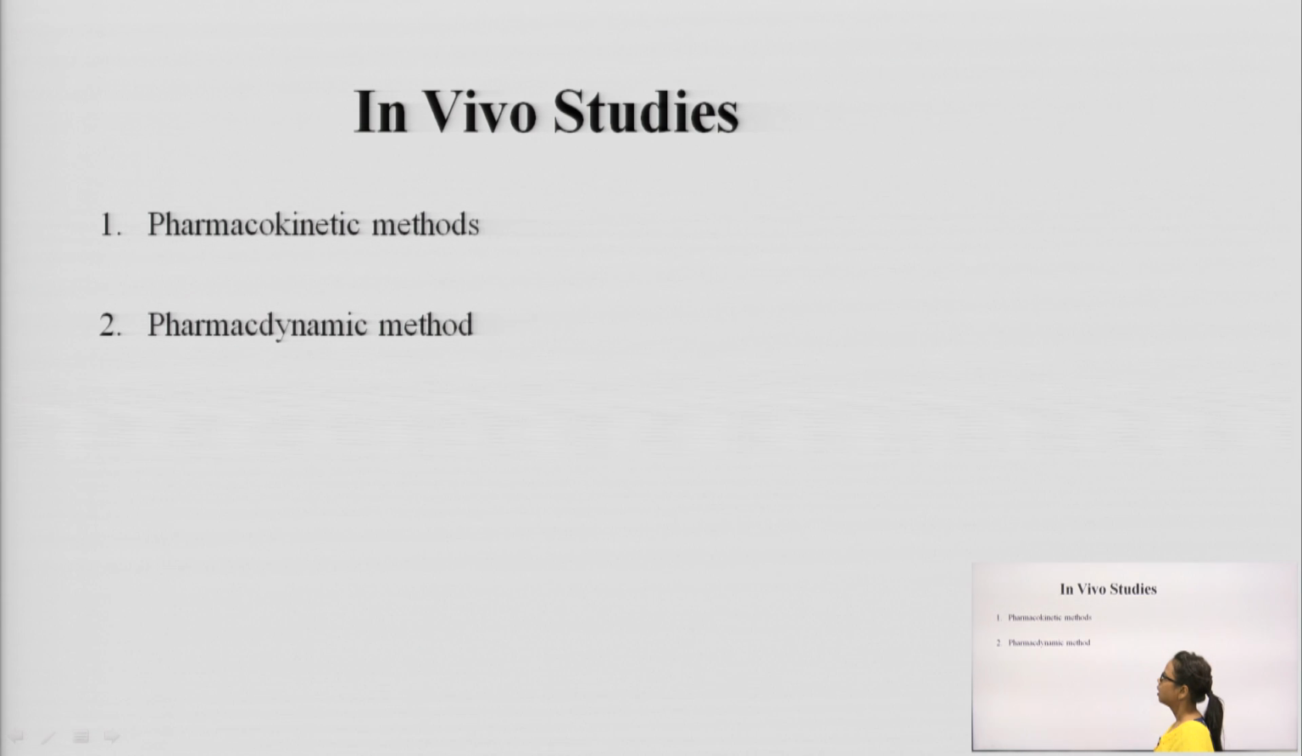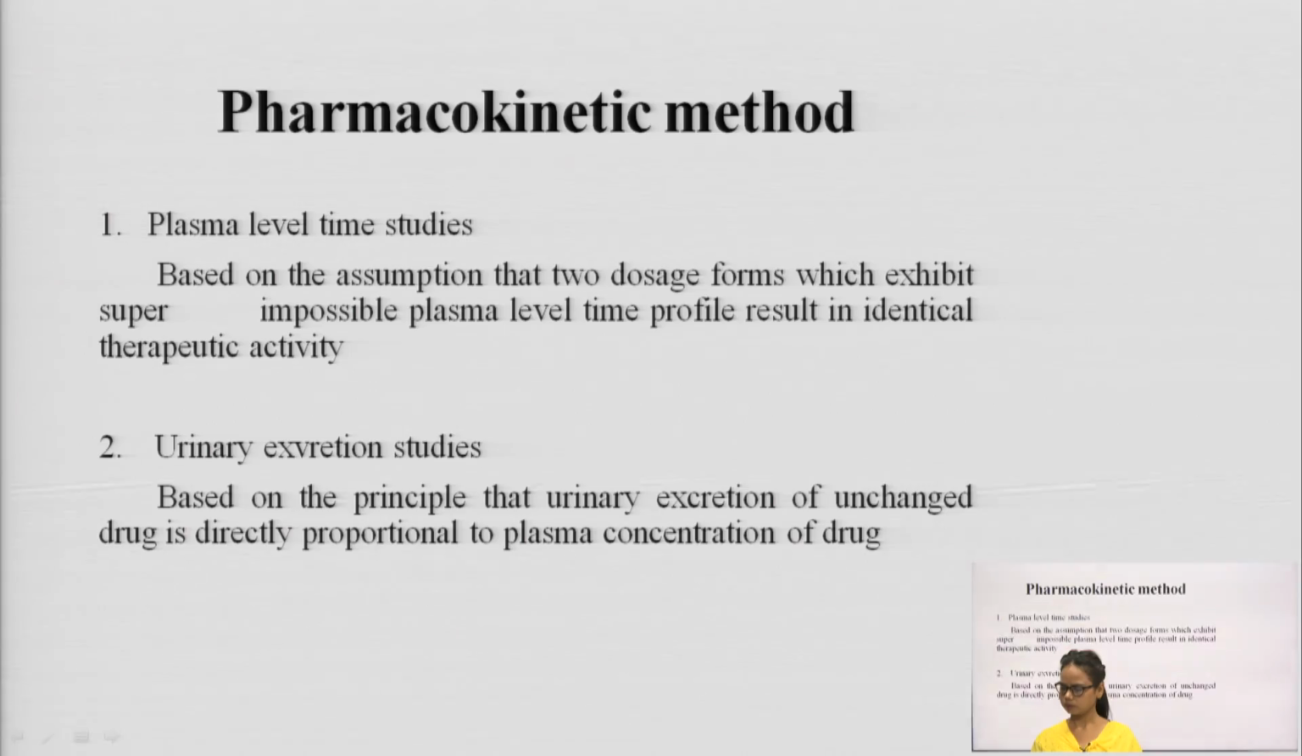Next are in vivo studies, where we study pharmacokinetic methods and pharmacodynamic methods. In pharmacokinetic methods, we study plasma level time studies. It is based on the assumption that two dosage forms which exhibit superimposable plasma level time profiles result in identical therapeutic activity. Two dosage forms with identical therapeutic activity means the same salt.